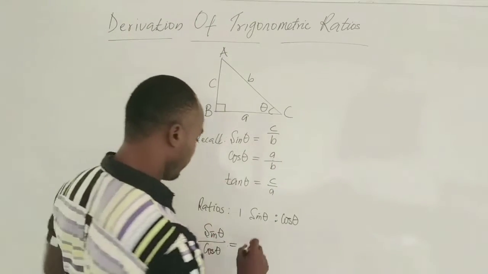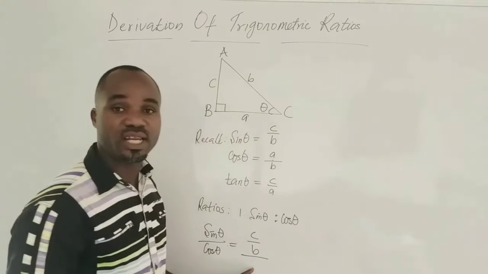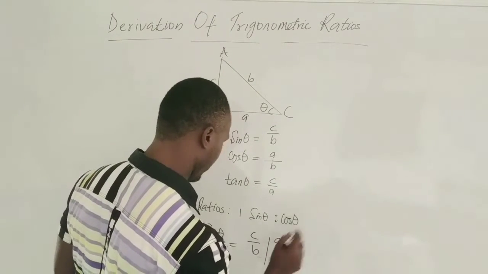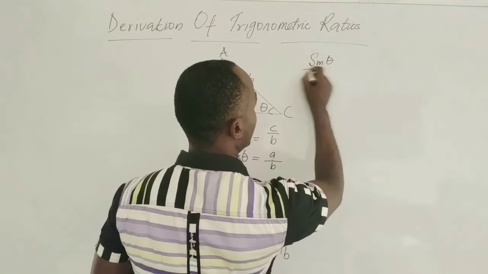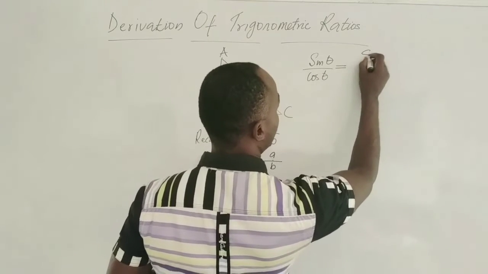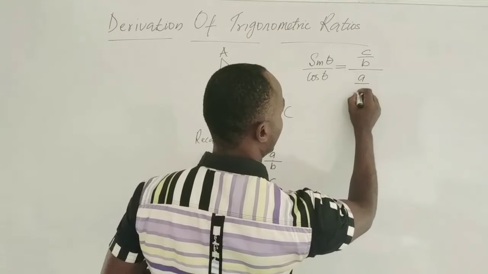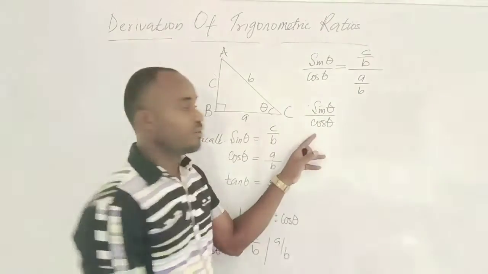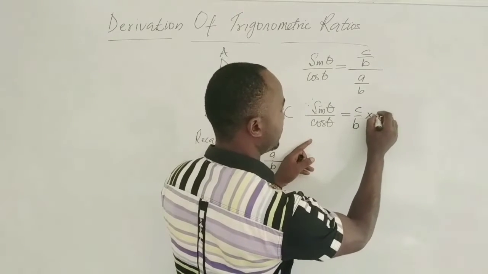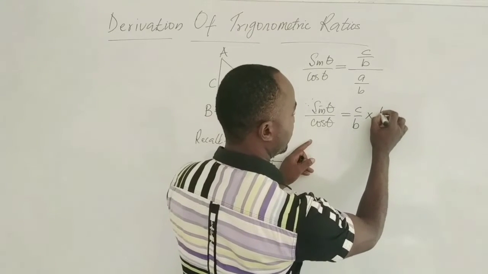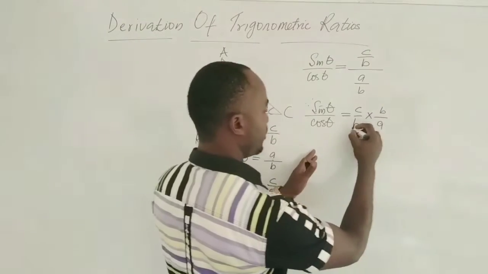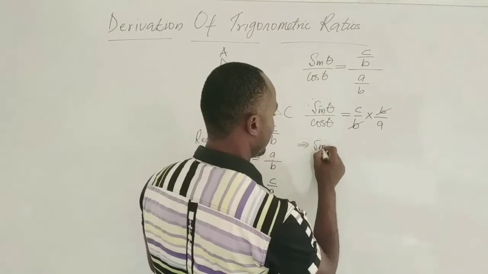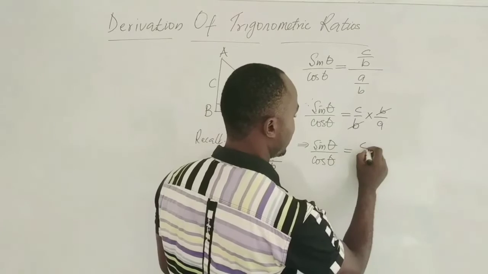You know that sine theta is given as C all over B. Cos theta is given as A all over B. If we arrange this properly, we have sine theta over cos theta giving C all over B over A all over B. This becomes C all over B times B all over A. At this point, B will take care of itself, and we are left with C all over A. And this means that sine theta over cos theta is equal to C all over A.